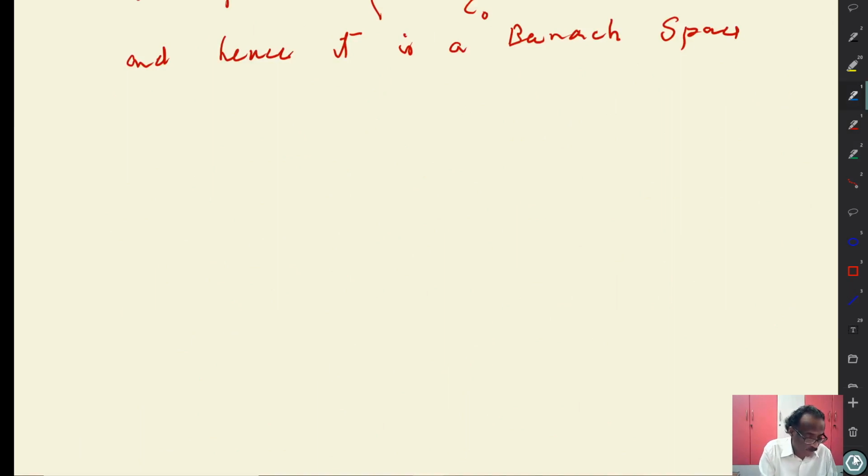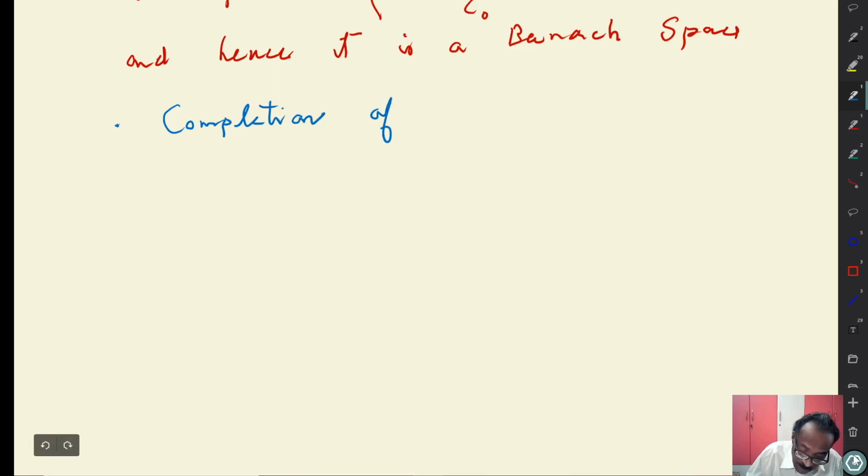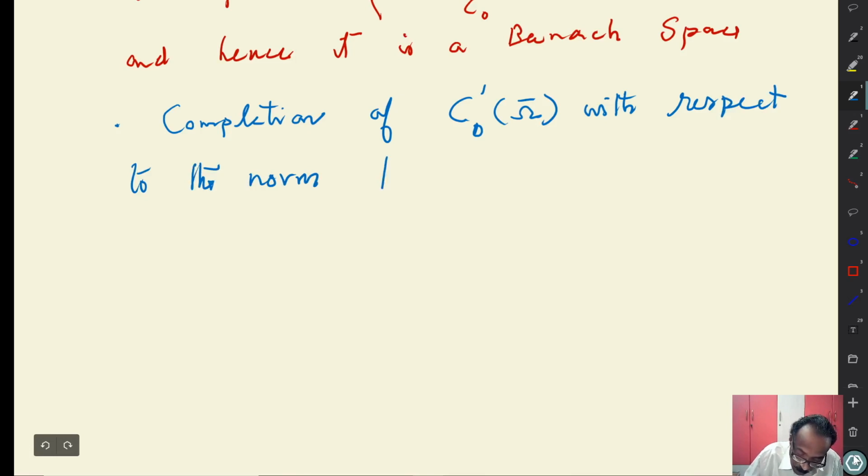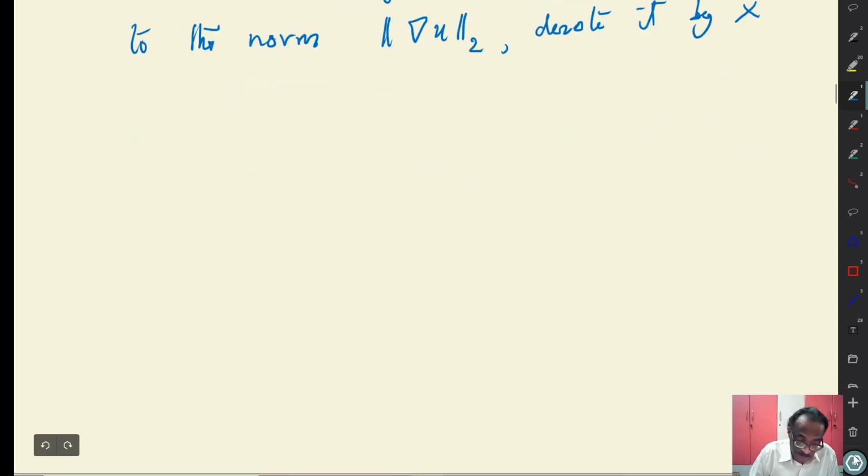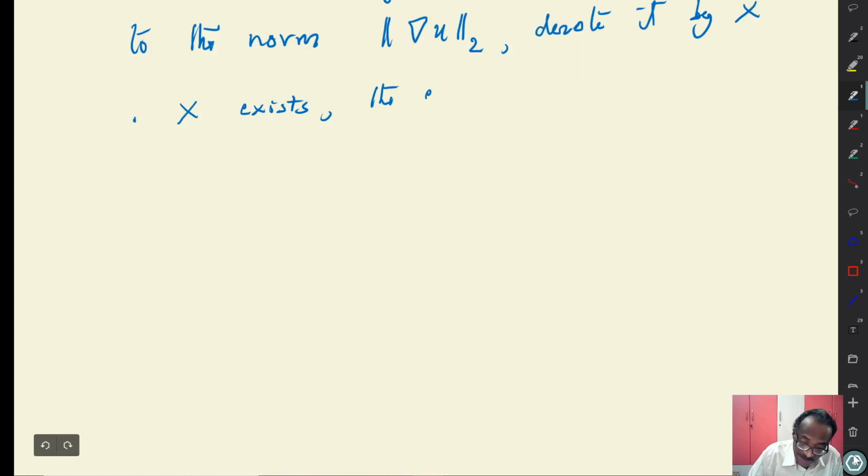What you need here is a completion of C^1_0 of omega bar with respect to the gradient norm, the norm of the gradient of U in L2, which let's denote by X. From functional analysis we know that in this completion, the elements are equivalence classes. That's not a function space now.